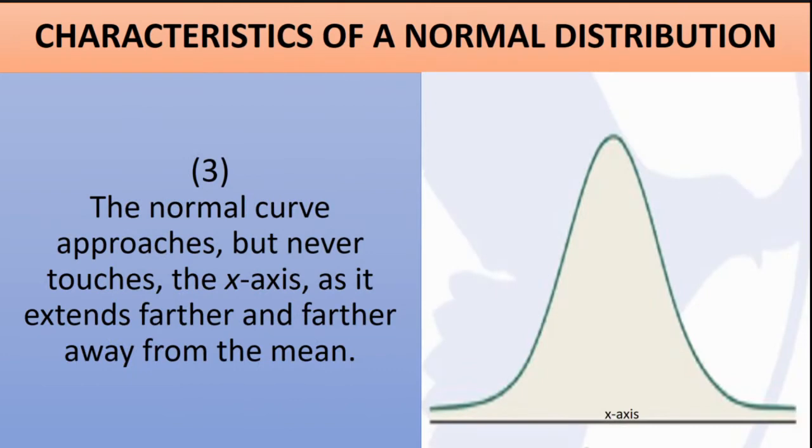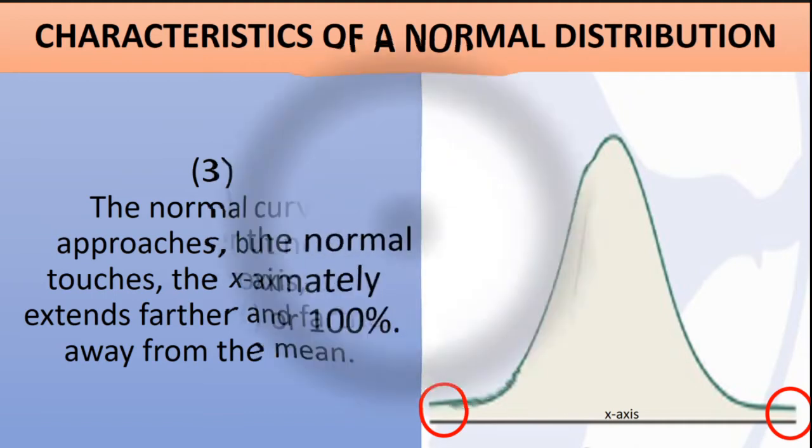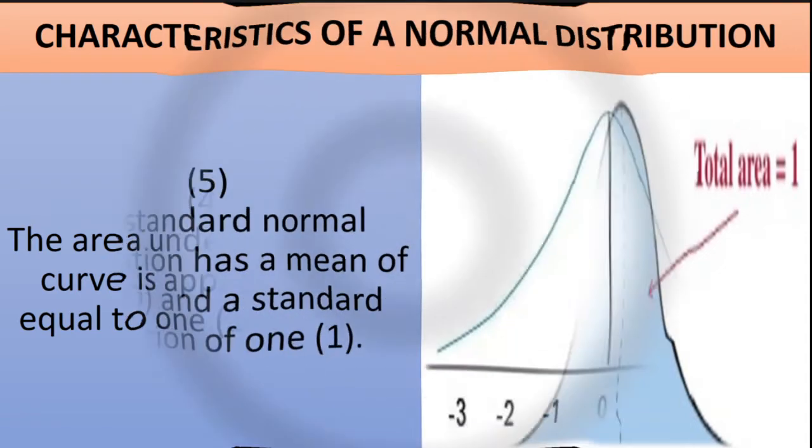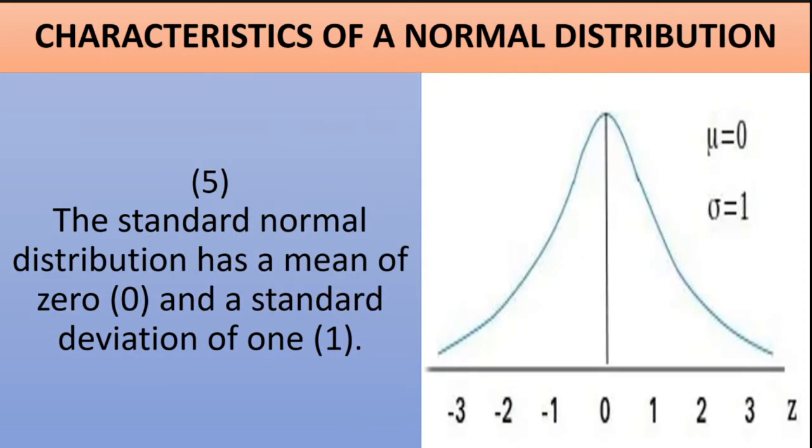The third one is the normal curve approaches but never touches the x-axis as it extends farther and farther away from the mean, meaning that no matter how long the curve extends in both directions, it will never intersect the x-axis. The fourth one is the area under the normal curve is approximately equal to 1 or 100%. And the last one, the standard normal distribution has a mean of 0 and a standard deviation of 1. Do not forget this characteristic, for this is important in the following things that I will discuss.